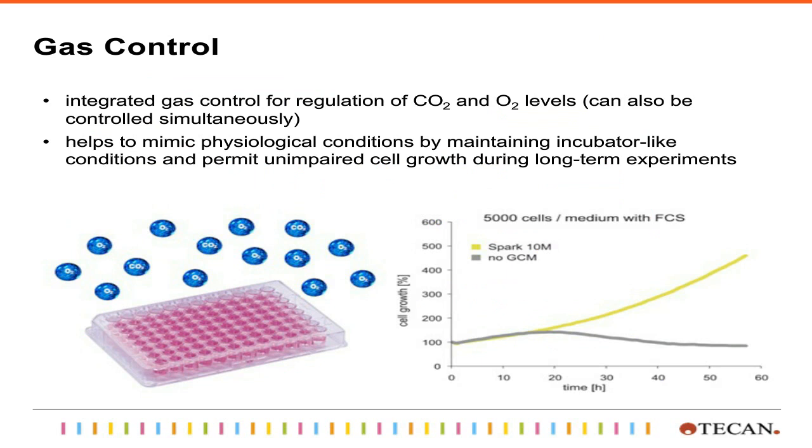So let's take a closer look at some of the cell features of the Spark. In contrast to the previous reader series by Tecan, the Infinity readers, which could be equipped with external gas control modules, the Spark readers now have an integrated gas regulation for the control of CO2 and O2 levels inside the measurement chamber. These two gases can be regulated independently, or they can be regulated simultaneously.